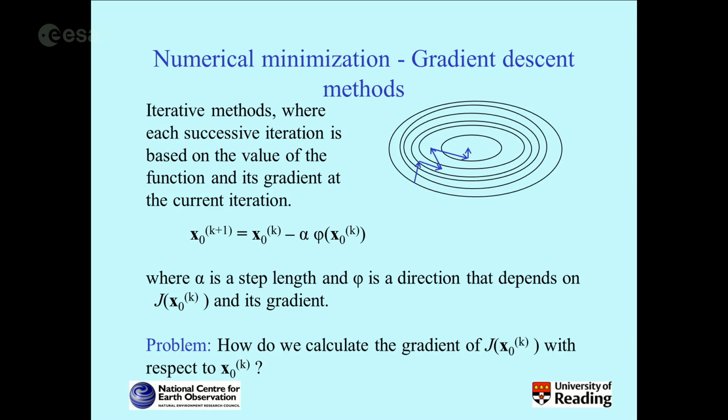The question is, how can we define the gradient of j with respect to x naught, given this function? And x naught, remember, may have, say, 100 million variables, so the gradient of j with respect to x naught is a vector of 100 million values, the gradient with respect to each component. So we can't just perturb things and do things one by one. We need an efficient way of calculating the gradient.